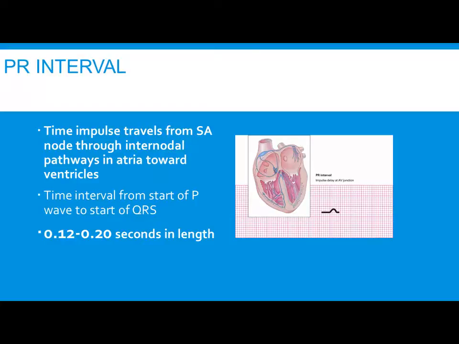So if I was looking at a PRI, from the beginning of the P wave to the beginning of the QRS complex, and I saw that it was one large box, I would know that it is 0.20 seconds. Okay? Got that written down?